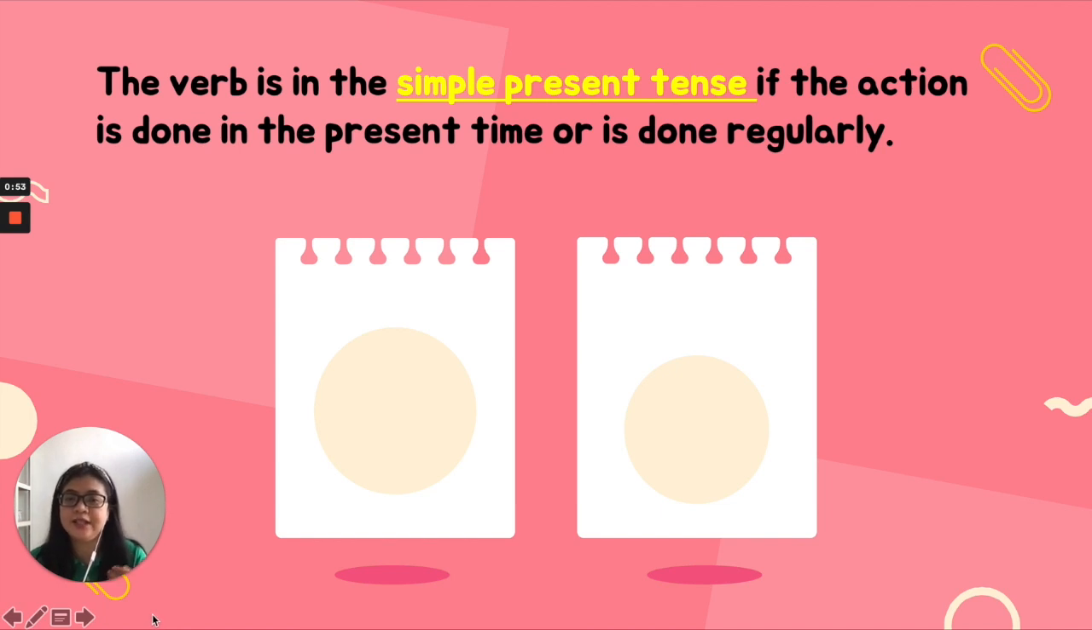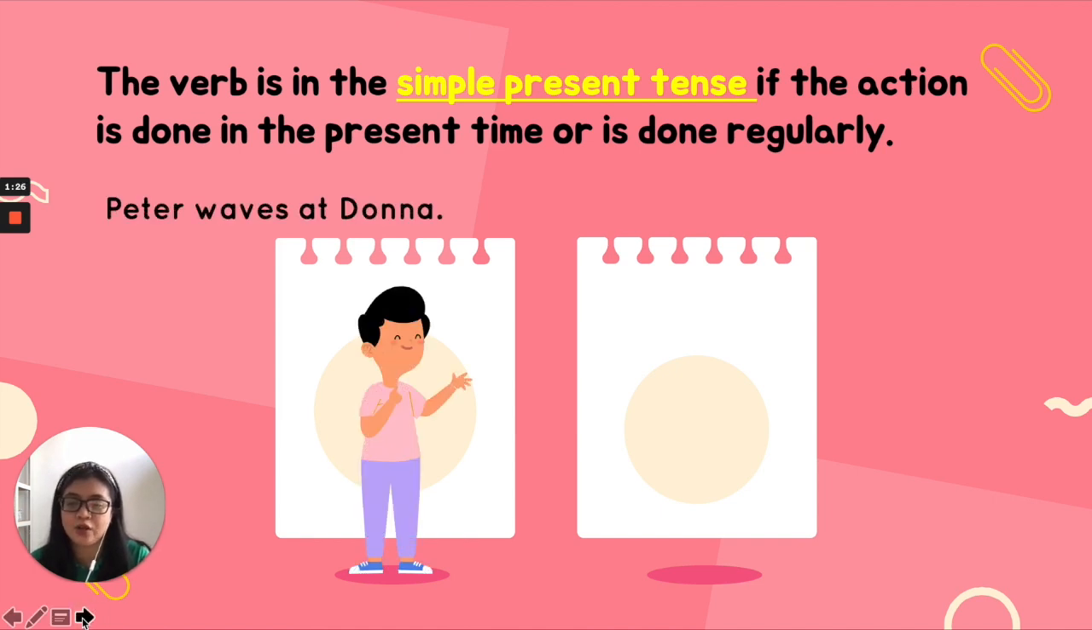The verb is in the simple present tense if the action is done in the present time or is done regularly. So if you or your family always eat a particular dish and it's done regularly, then you can use the verb in the simple present tense for that. Or if you're currently doing something, then you use the simple present tense of the verb. Let's look at an example here.